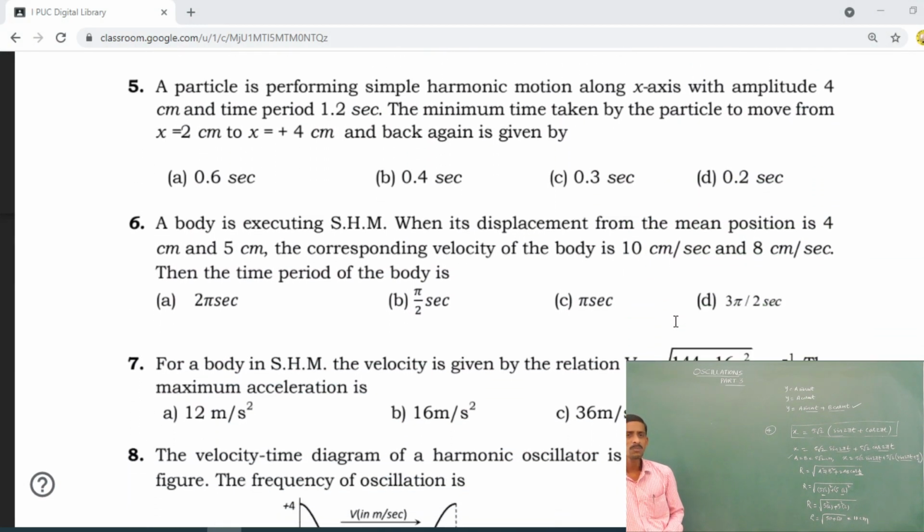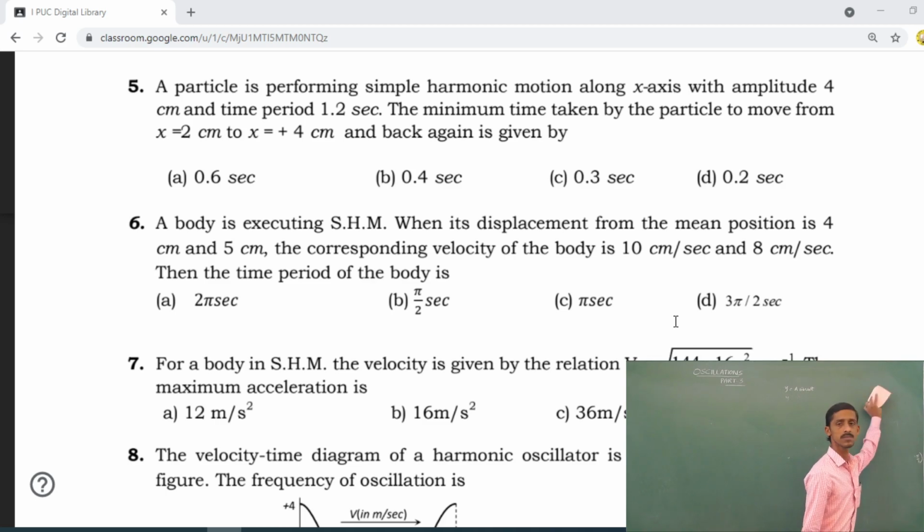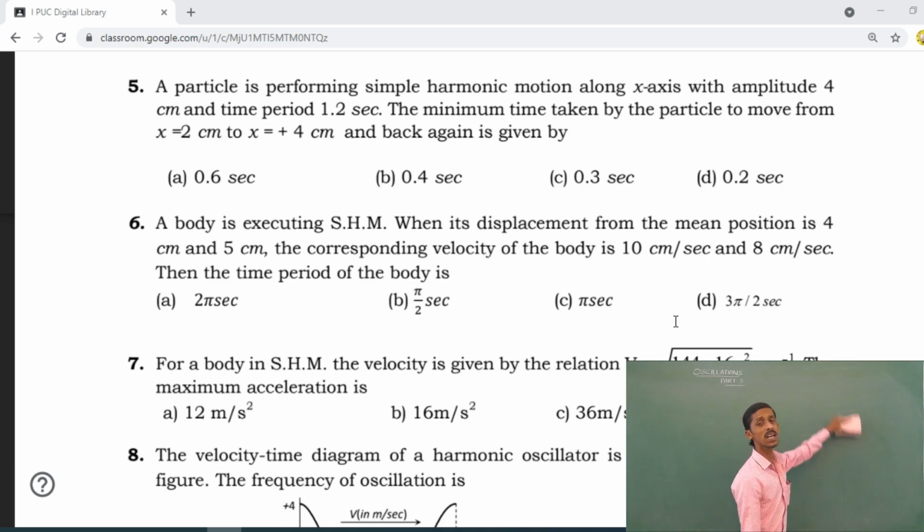A particle is performing simple harmonic motion along x-axis with amplitude 4 centimeter and time period 1.2 seconds. The minimum time taken by the particle to move from x is equal to 2 centimeter to x is equal to 4 centimeter and back again is given by x.